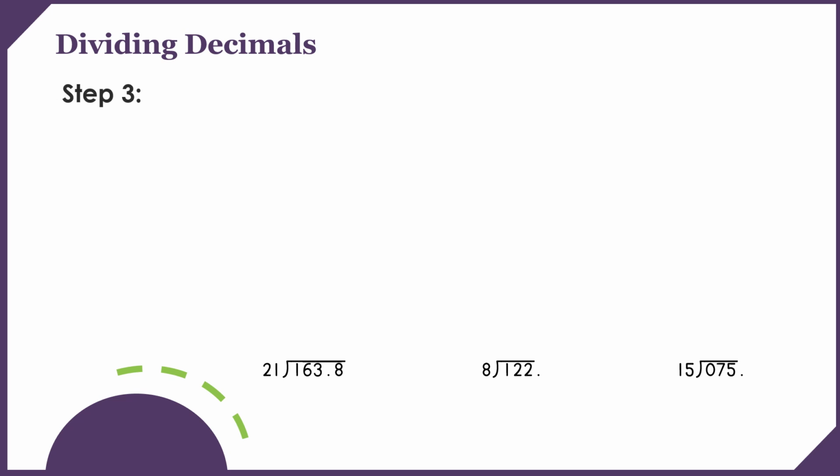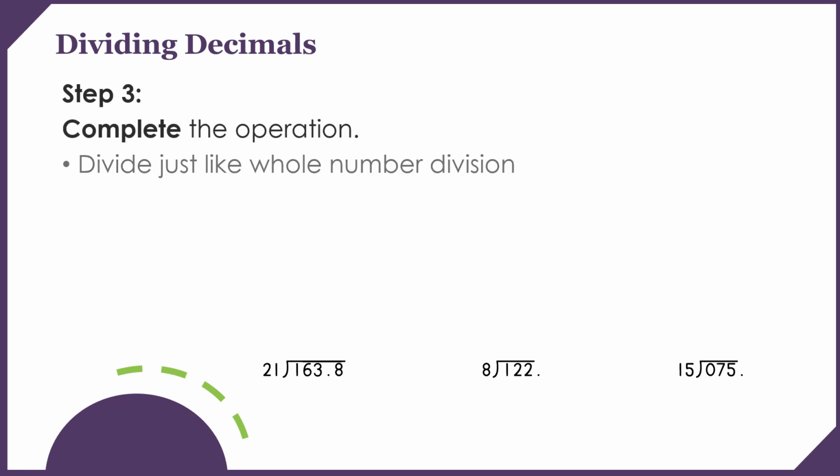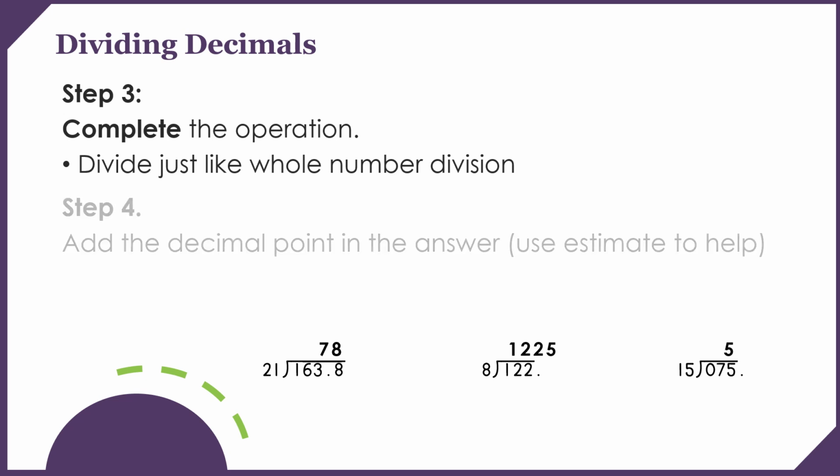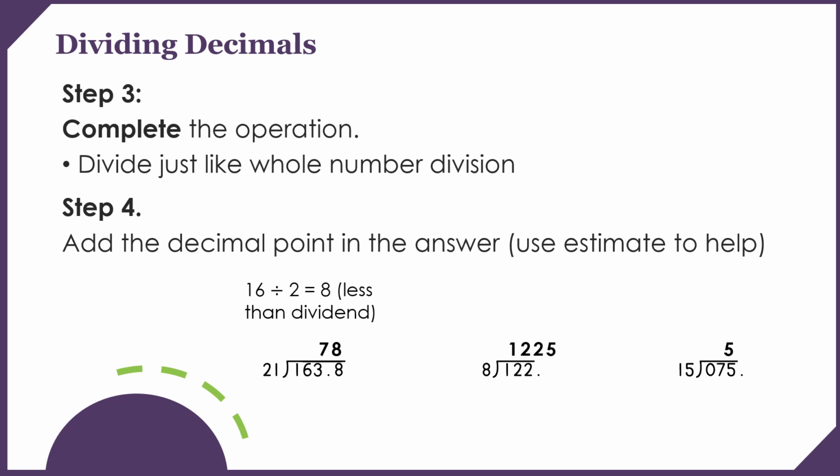In step 3, you would complete the division just as you would complete whole number division. And I'm just going to add the answers here instead of adding all of the steps. And then you would add the decimal point in the answer using the estimate to help. So the first one, our estimate was about 8. And so we've got a 7 and an 8. And the only logical place to put the decimal point so that our answer is about 8 is 7.8, putting it between the 7 and the 8.